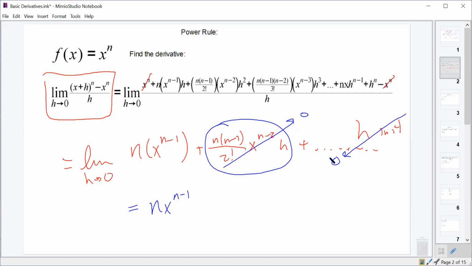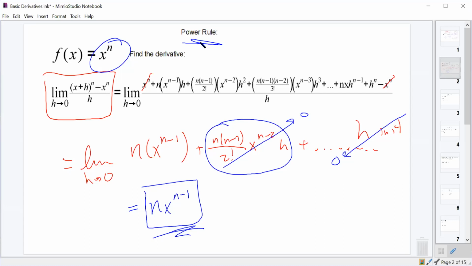So this tells us that if I want to take the derivative of x to the n power, the answer is n x to the n minus 1 power. This rule is called the power rule. It is a very important rule, and you need to know it and have it memorized. The derivative of x to the n is n x to the n minus 1. Everybody okay with how we got to that?